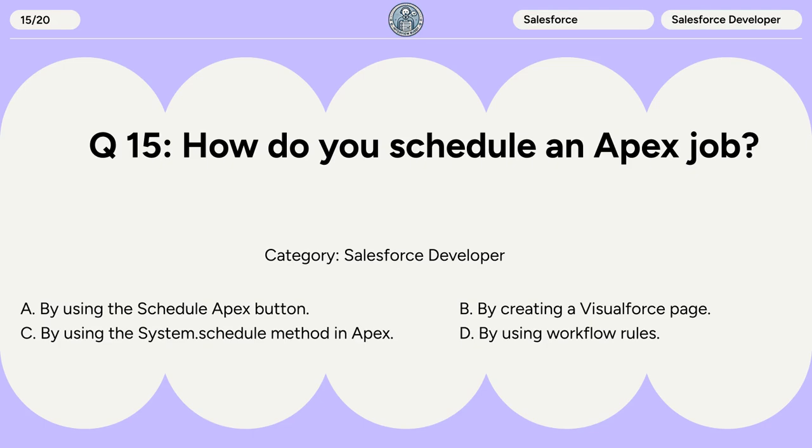Question 15. How do you schedule an Apex job? A. By using the Schedule Apex button. B. By creating a Visualforce page. C. By using the System Schedule method in Apex. D. By using workflow rules.